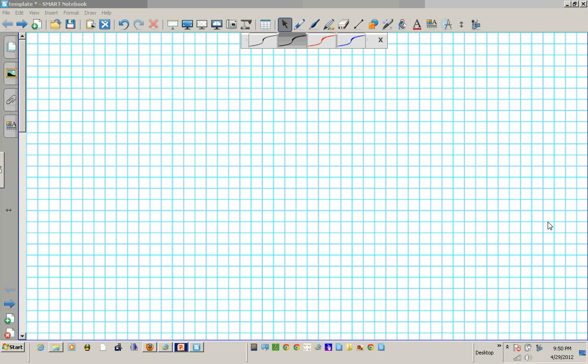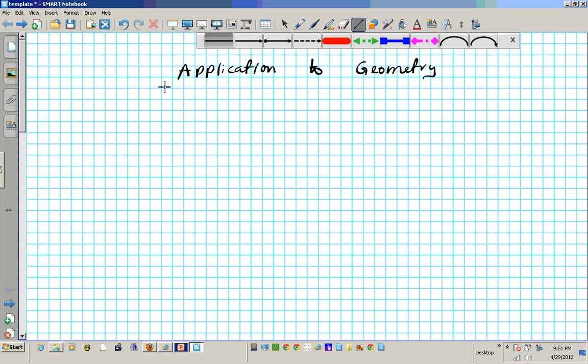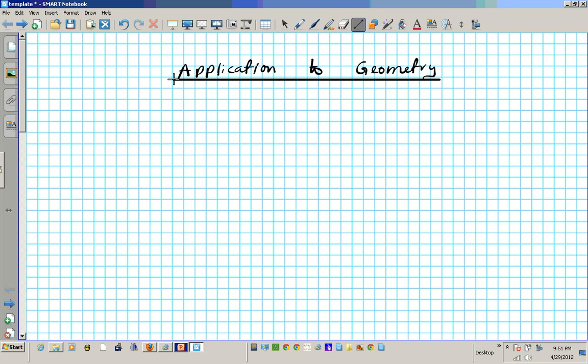All right, welcome back, students. In this part, we're going to be going over how to apply the formula we just learned, which is the distance formula. So right on the title, this is basically application to geometry. Okay, so we're going to be applying the concept we just learned, which is the whole idea of computing distance. We're going to apply it to geometry.